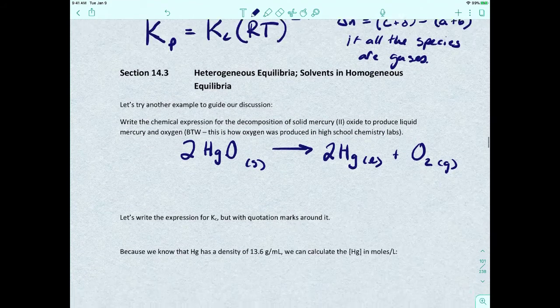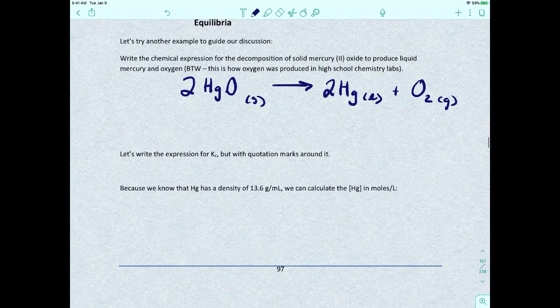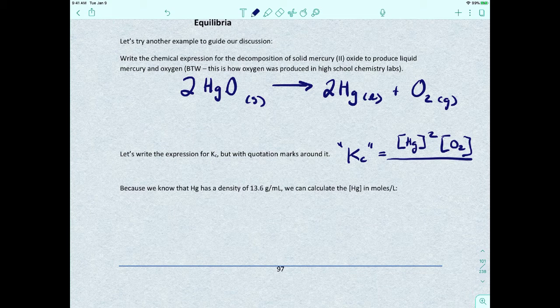Okay, now if I was to write the Kc expression, so it's telling me, right, let's write the expression for Kc, but let's put quotation marks around it. There's a reason why we're doing that and I'll explain why in a second. If we were to write the equilibrium expression for that, we would have the concentration of Hg squared times the concentration of O2 divided by the concentration of HgO squared. Okay, so that would be the equilibrium expression for that reaction.